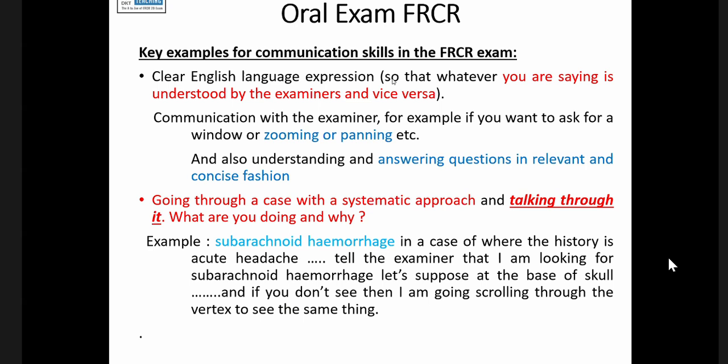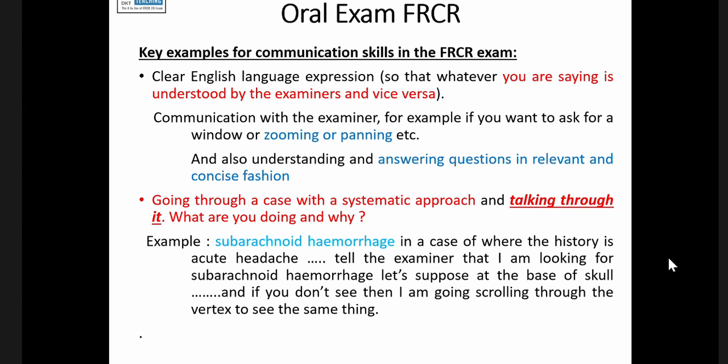Now, communication is extremely important, and as I have just elaborated, you are going to be marked on that. So basically, what does the word communication mean? You know how the system judges you. For example, you are working in the UK, and a clinician comes over to the department and you are going through a scan with him or her. That should be your mindset with the examiners.